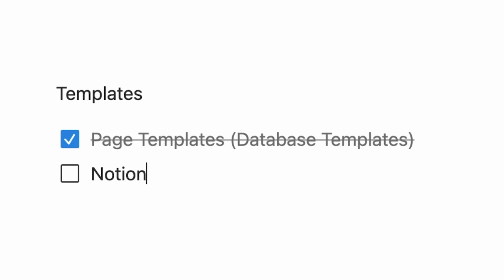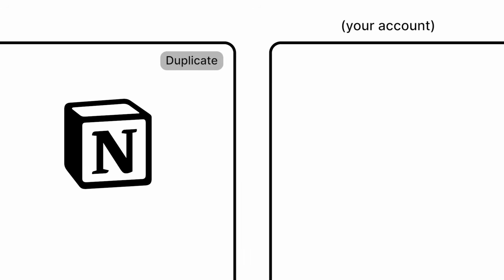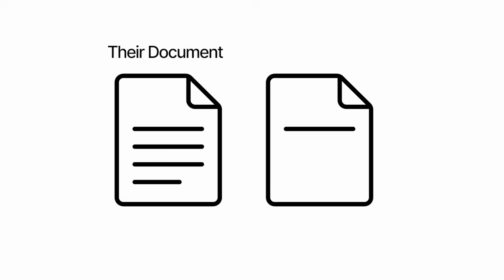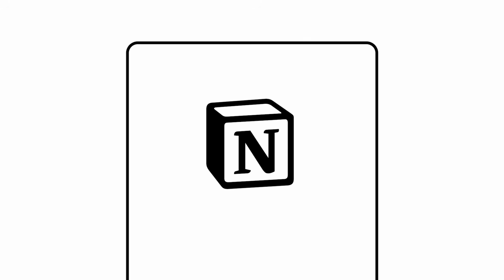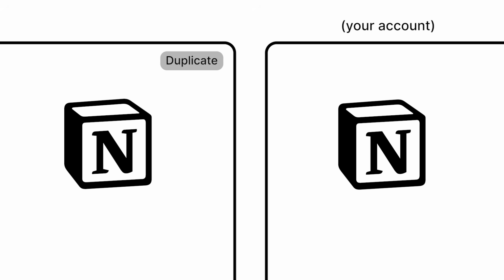The other type of template is a Notion template, which is a full template. This is where you can duplicate and download into your own account an entire workspace. So as an example, if someone sent you a document, you now have your own version of that document. So if you were to make any changes in it, you're not changing it on their end. They still have their document, but all the changes and stuff you're adding to it is just affecting your document. And that's how Notion templates work as well. When you download it, then you can work with it on your account.